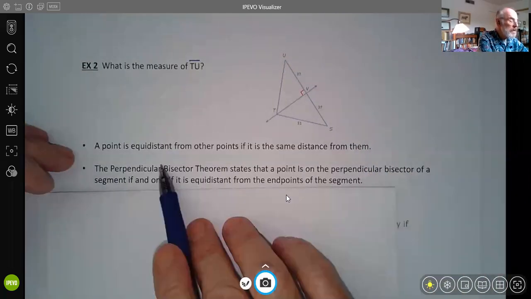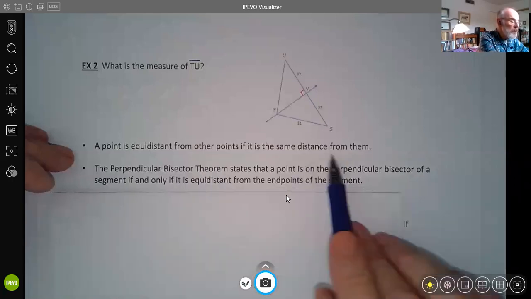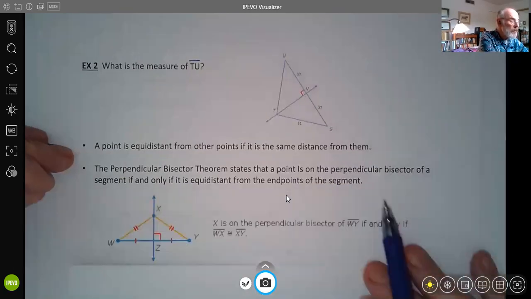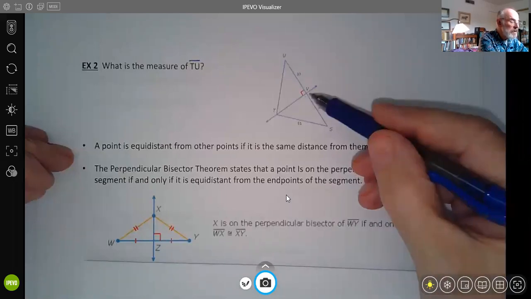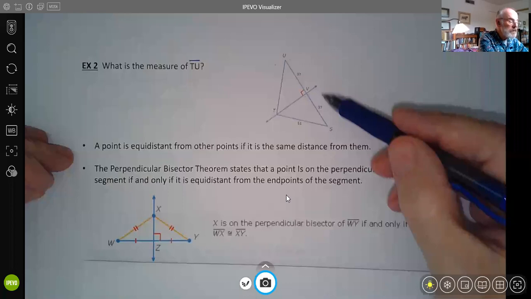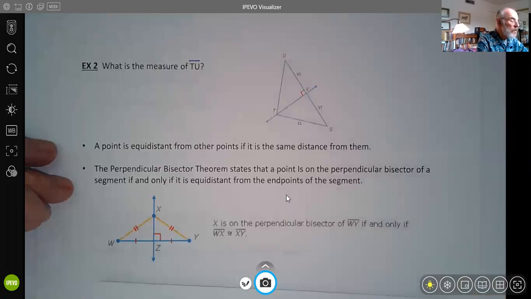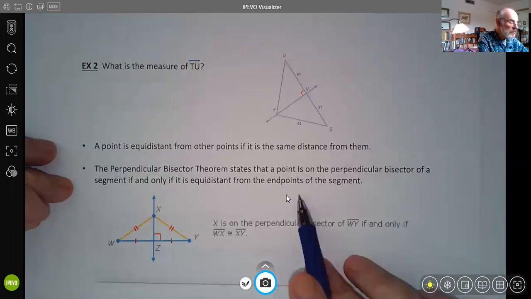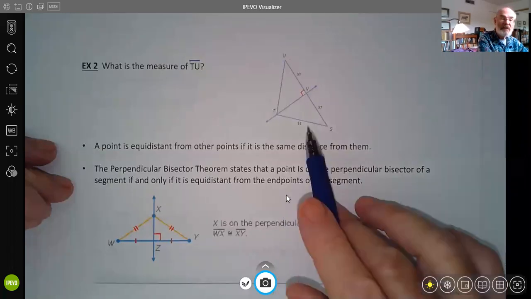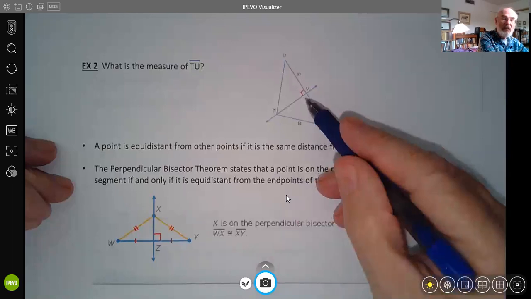The rule is a point is equidistant from other points if it is the same distance from them. If you look at the point V here, you'll notice that it is equidistant from U and from S because the distances are the same. They're 37 units for both. So the perpendicular bisector theorem, which is the rule we're going to be using for this, is based on this concept where we have a bisector and a 90-degree angle.